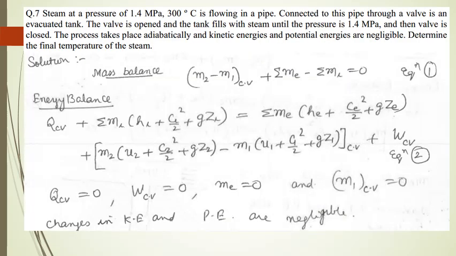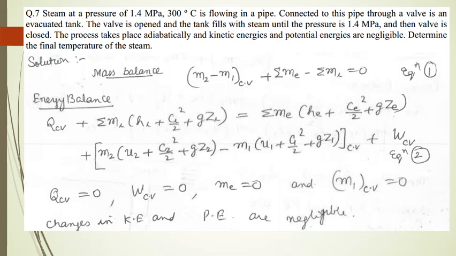Steam at a pressure of 1.4 megapascal 300 degrees Celsius is flowing in a pipe. Connected to this pipe through a valve is an evacuated tank. The valve is opened and the tank fills with the steam until the pressure is 1.4 megapascal and then valve is closed. The process takes place adiabatically and the kinetic energies and potential energies are negligible. Determine the final temperature of the steam.